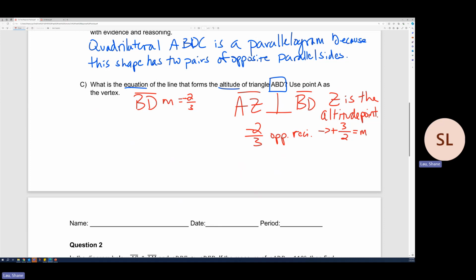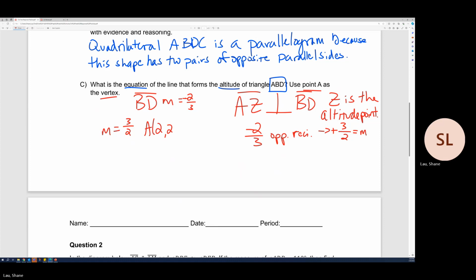And so we have the slope. We know M now equals 3/2. But now we need a point. And the point is actually easier than we think. It says use point A as the vertex. And what that really just means is that we have a point to use. And so the point of A, I believe, was 2, 2.